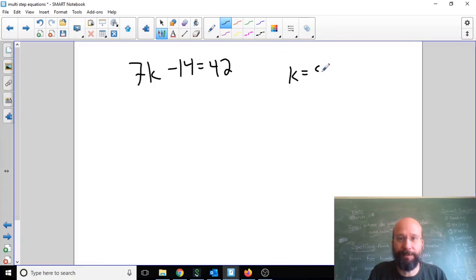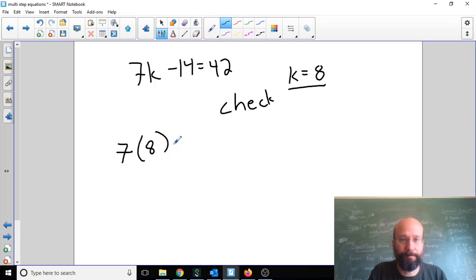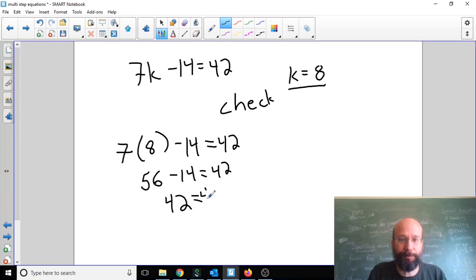We can check our work. We solved it and we have k equals 8. To check, we're going to substitute our value in for the k and solve this and see if we get 42. So 7 times 8 is 56, and 56 minus 14 is 42. So 42 equals 42. So that's our answer.